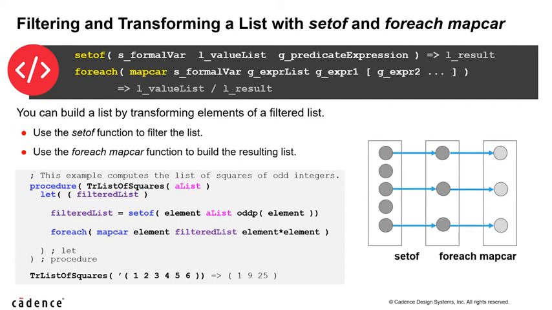It's called procedure tr_list_of_squares, where we have a list as input. We then first filter the list using setof, selecting just the odd elements of the input list, or the odd numbers. And then we use foreach mapcar to go through each of the elements in the filtered list, which are the odd elements, and square them. So we have an input list of 1, 2, 3, 4, 5, 6, and then we have an output list of just the odd elements squared, or in this case it would be 1, 3, and 5 squared, so the output list would be 1, 9, and 25.